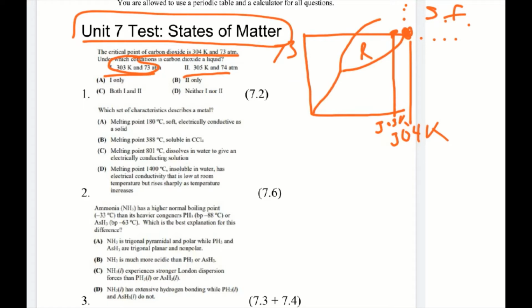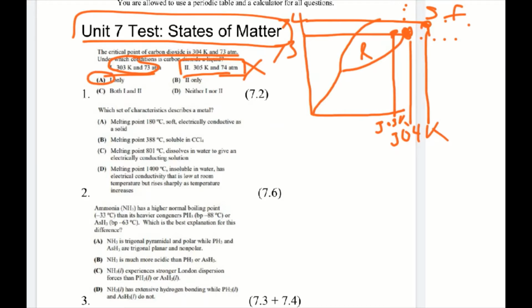Now, is condition number 2 going to give us a liquid? 305 Kelvin and 74 atmospheres worth of pressure? Well, let's think. So 305 is to the right, so it's over here, and instead of 73 atms, it's 74 atms, so it's going to be a bit above, like over here, and that's going to be 74. Now that point's in the supercritical fluid section, so it's not going to be a liquid, so therefore our only answer will be 1 only.